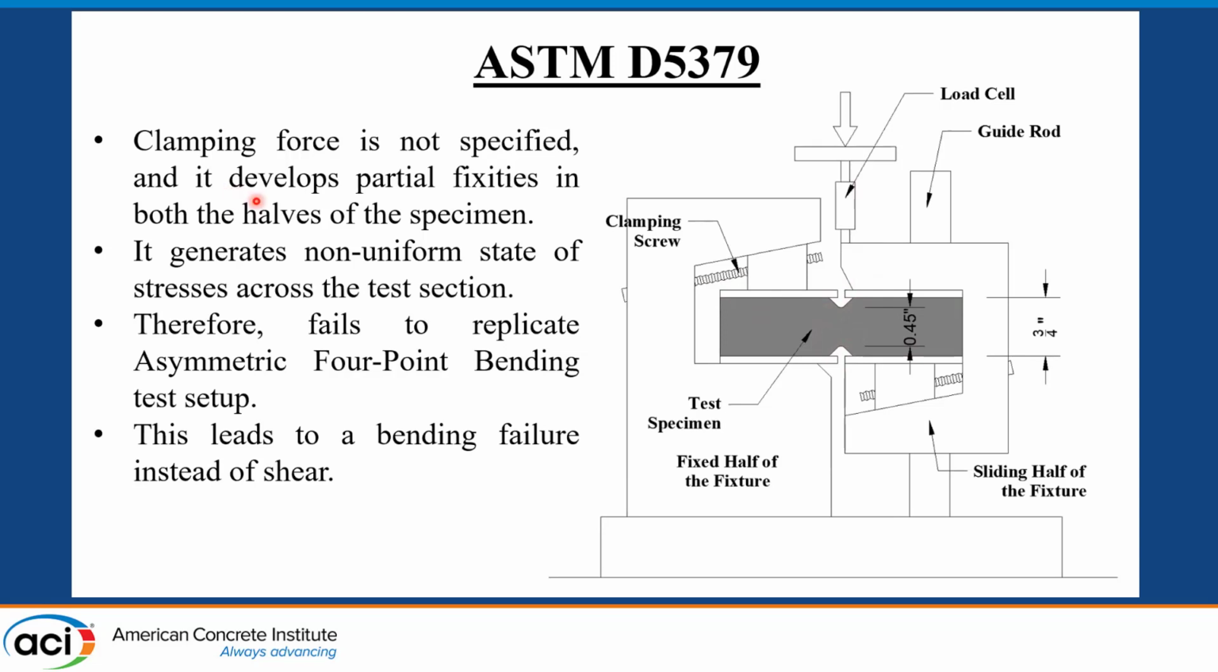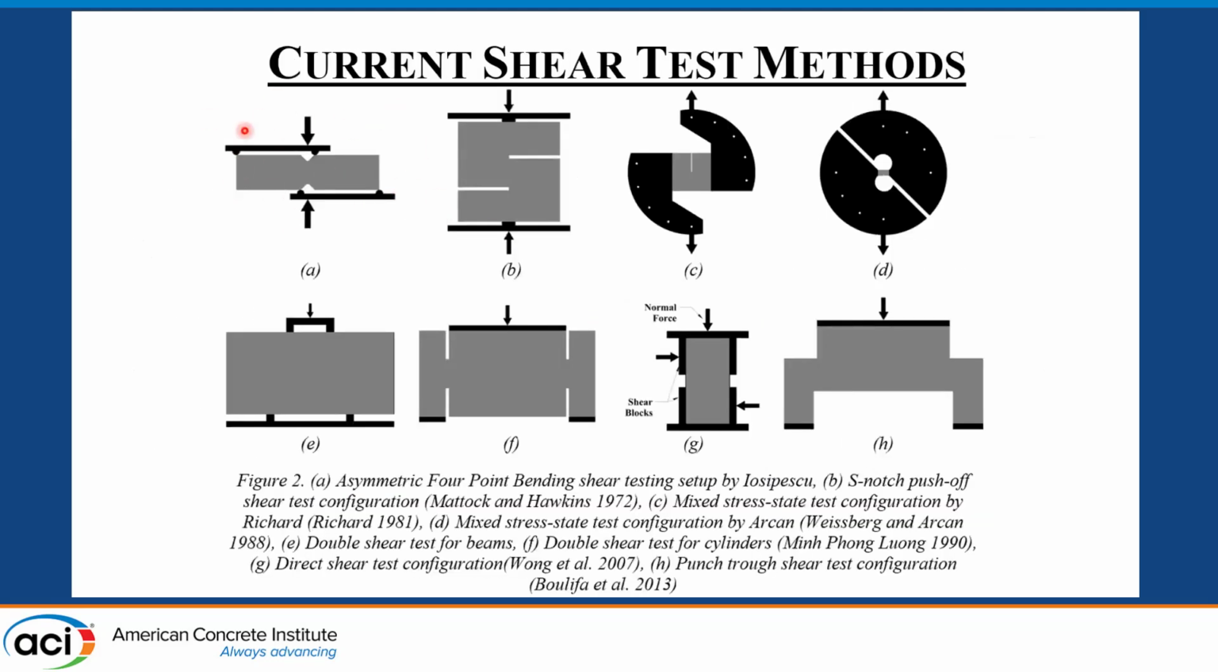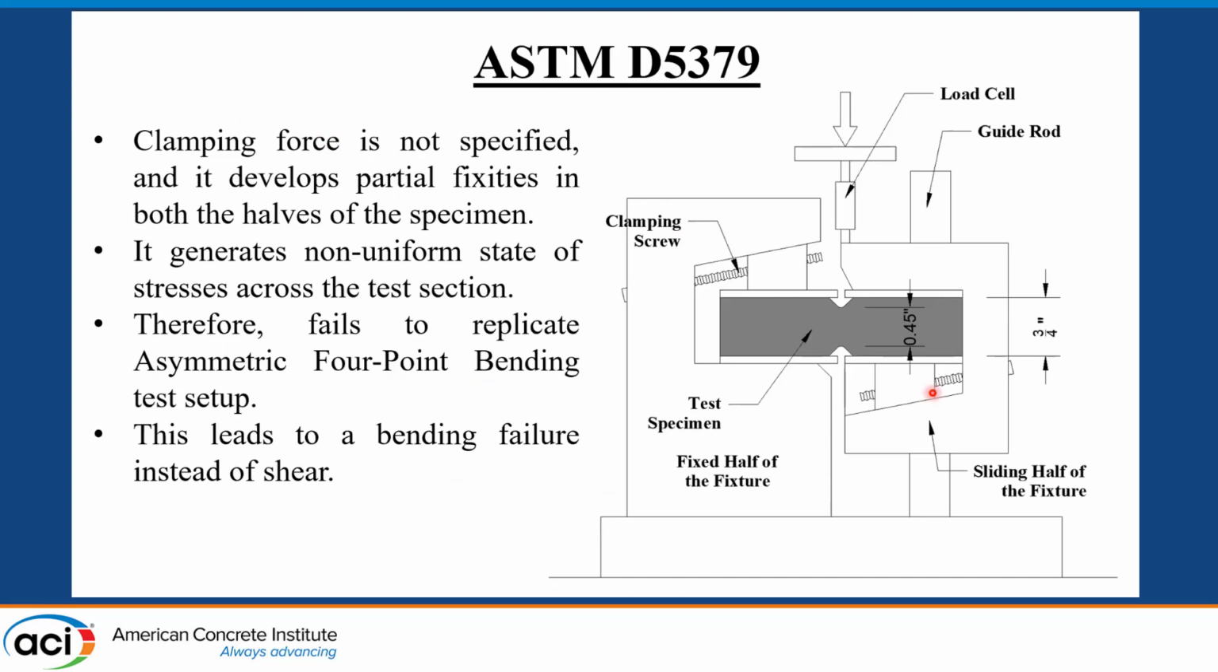The problem here is the ASTM does not provide any specific clamping force to hold the specimen in the fixture. And because of that, even the slightest clamping force does create partial fixities in the two halves of the specimen. And that sort of takes away the advantage of zero moment at the central part, because you basically change the boundary condition of this configuration. So that's one thing.